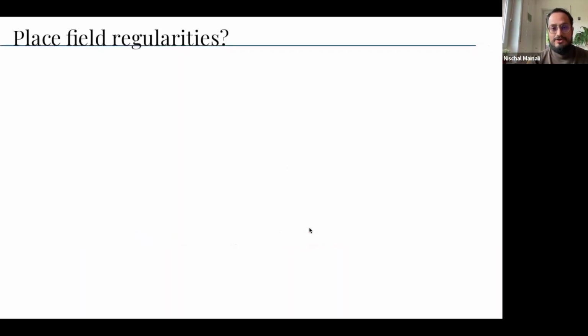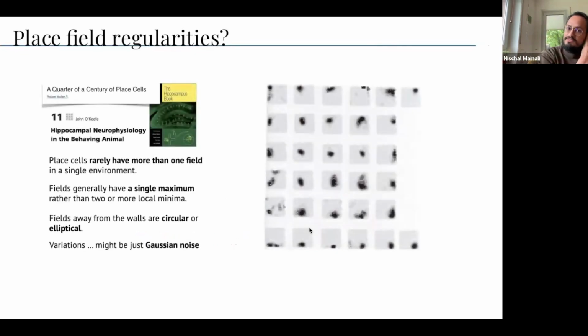Firstly, before going into irregularities, I want to talk briefly about place field regularities. Here I want to introduce what I call the classic view of place fields. This is a viewpoint primarily motivated by experiments done in very small environments, which were the environments where place fields were first identified. Here I take some sentences from a review paper from Bob Muller and John O'Keefe, and they say things such as place cells rarely have more than 1 field. They have single maxima. They are mostly circular or elliptical. And if there are any variations, that might just be some kind of noise.